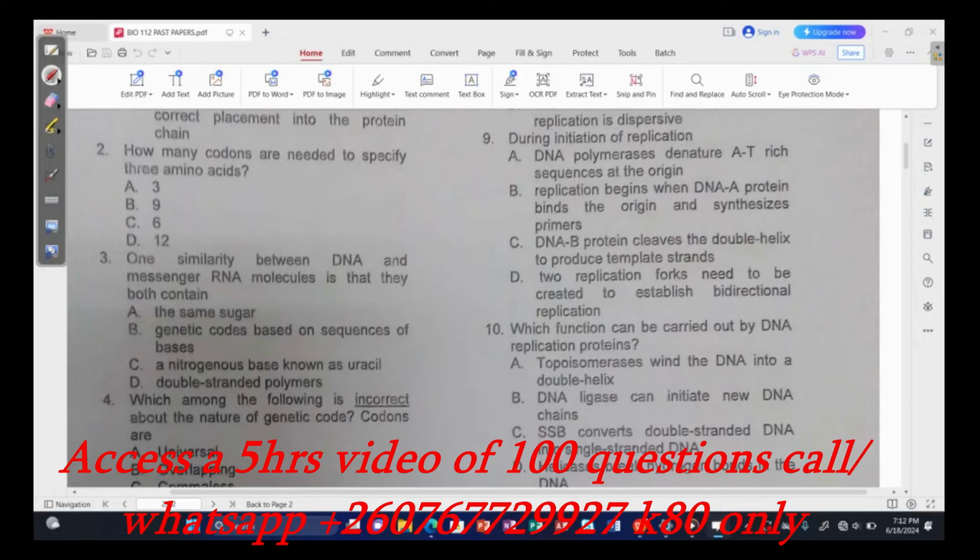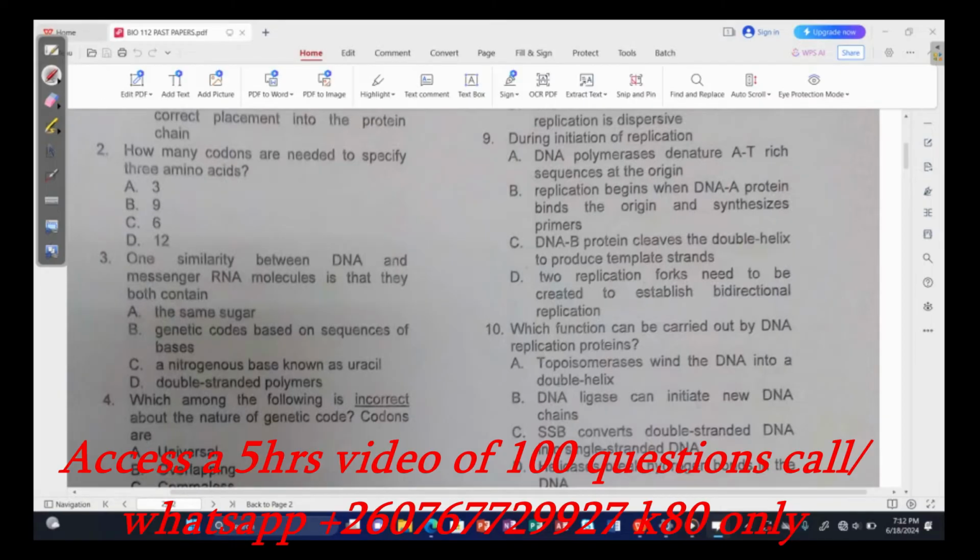Then B is saying replication begins when DnaA protein binds the origin and synthesizes primers. So it does not synthesize primers. Yes, this molecule has to bind to the origin of replication, but it does not synthesize primers. That is what disqualifies it. What synthesizes primers is an enzyme known as primase.